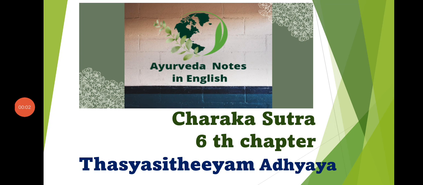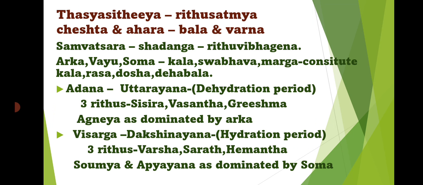This session deals with Charaka Samhita Sutra Sthana, 6th chapter, Thasyasitheeya Adhyaya. In this chapter, the Cheshta and Ahara for each Ritu are mentioned. Belam Varnascha Vardate: if Ahara and Cheshta are followed according to the Ritus, the Bala and Varna are increased.